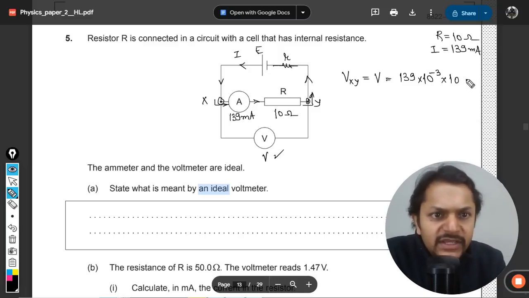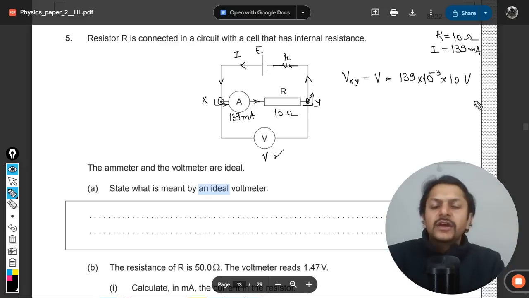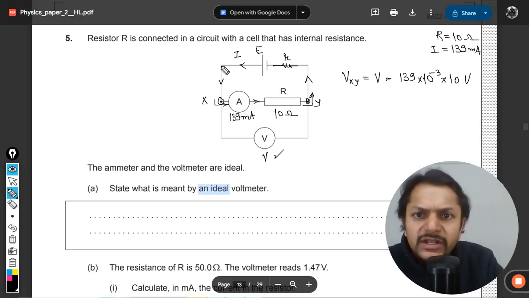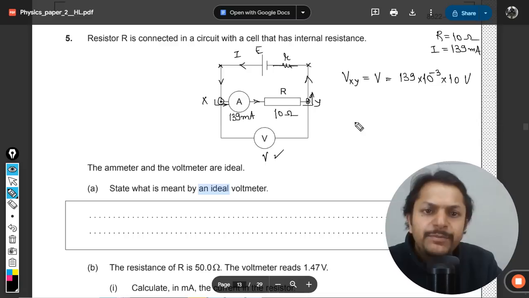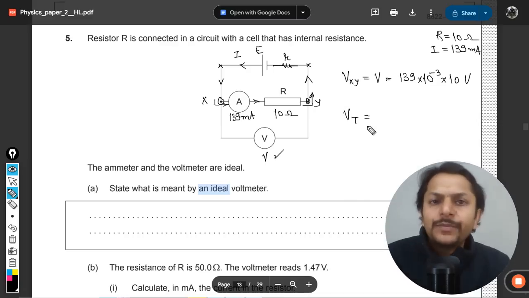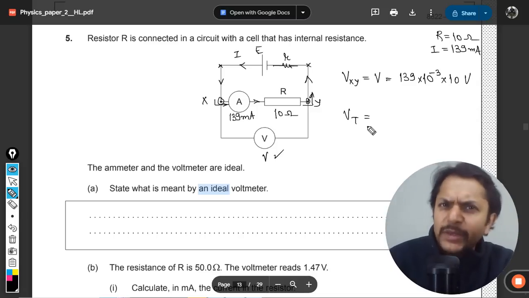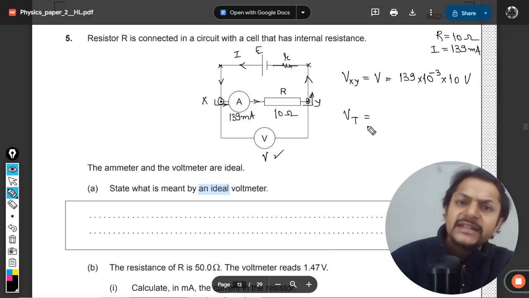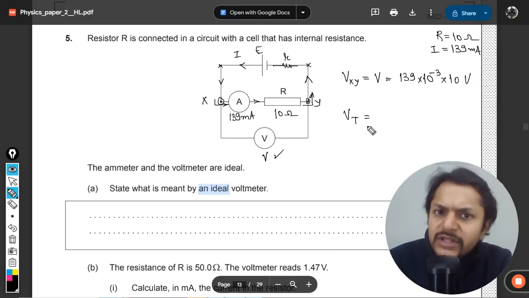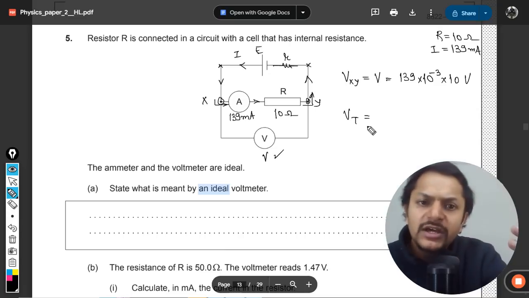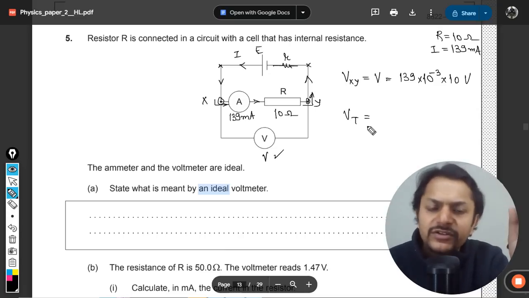So that will be the voltmeter reading here across XY, and that will be equal to the terminal potential difference across the battery. I hope you know what is terminal potential difference. I have given so many questions for paper 1, and I have discussed terminal potential difference in complete detail. And also there is an online course I have uploaded, and there also I have talked about it. But still, I'm just going to give you the definition.